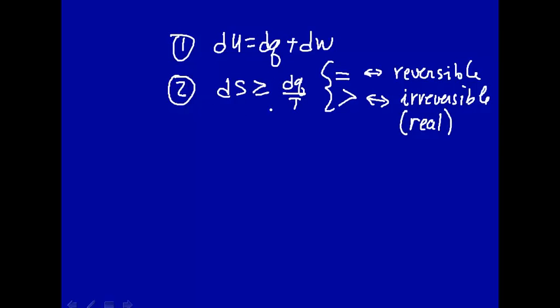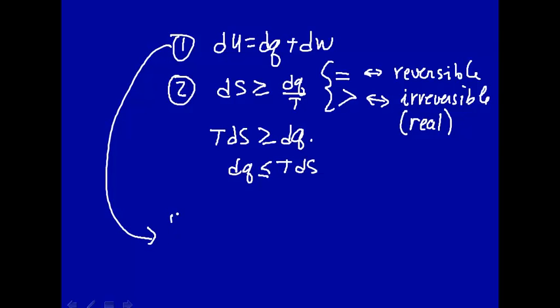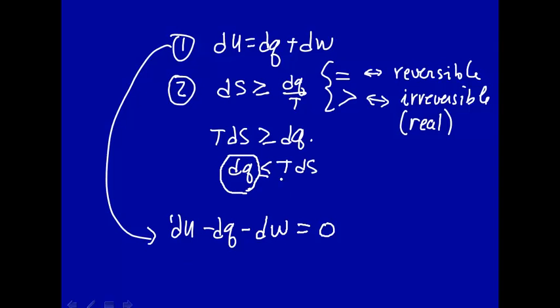So let's take this second law here and multiply both sides by T. So TdS is greater than or equal to dq, or dq is less than or equal to TdS. Let's take the first law and rewrite that as dU minus dq minus dw, sorry, it should be a minus dw. That's equal to 0. Now let's use this relation here, dq, and replace that with TdS. So dU minus TdS minus dw.